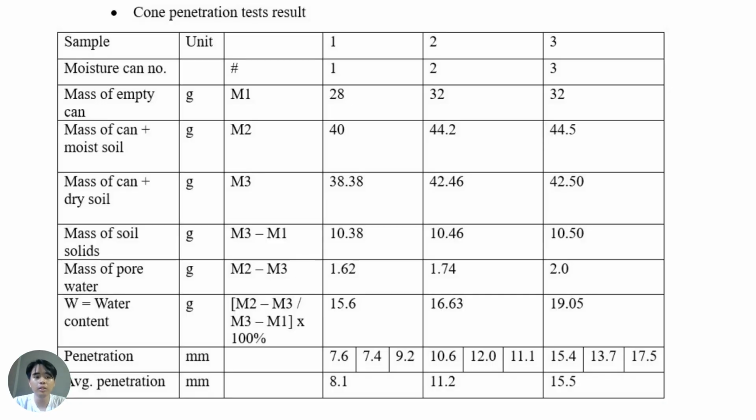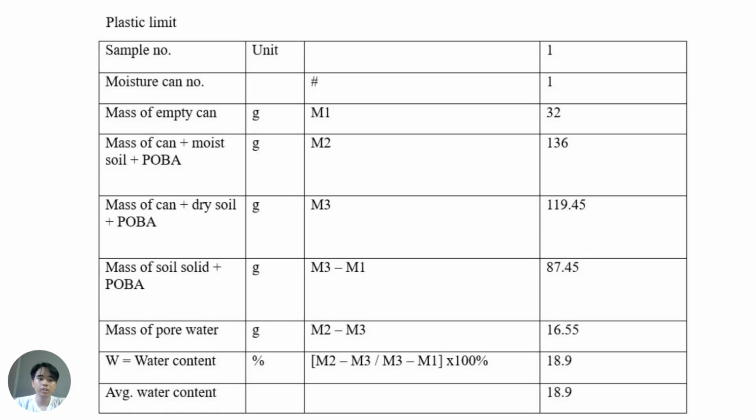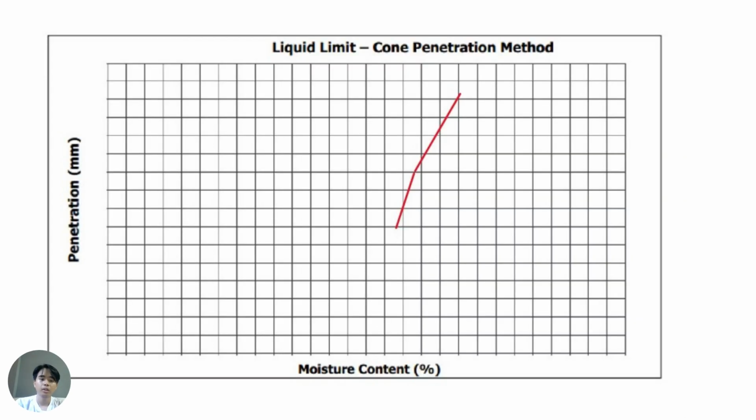So this is the data for the cone penetration test result. As you can see, we managed to receive the water content, which for sample 1 is 15.6, then 16.63, then 19.05. This is for the plastic limit, and we gain the average water content of 18.9. This is the graph for the liquid limit from the cone penetration method, and here you can see the red line, that is the line.